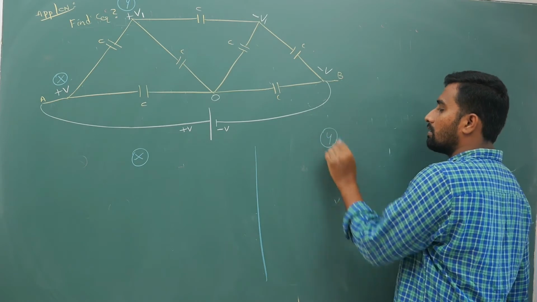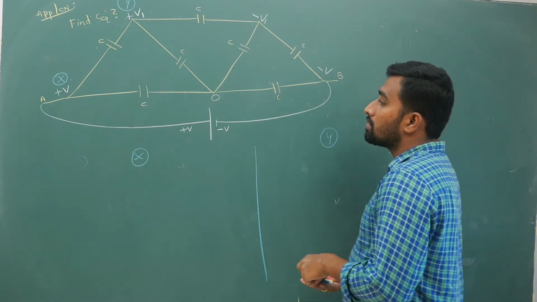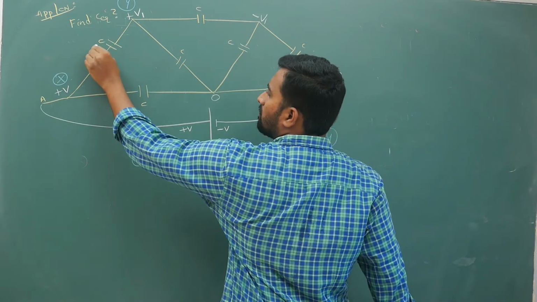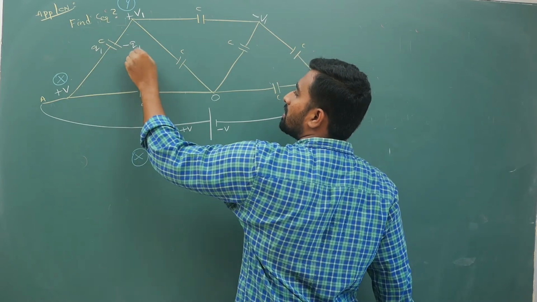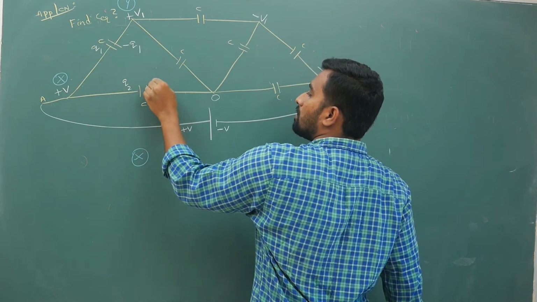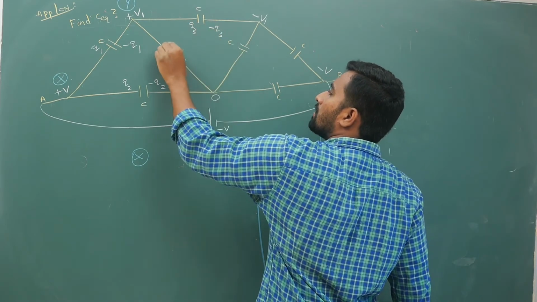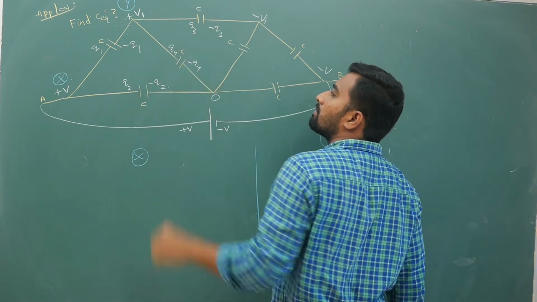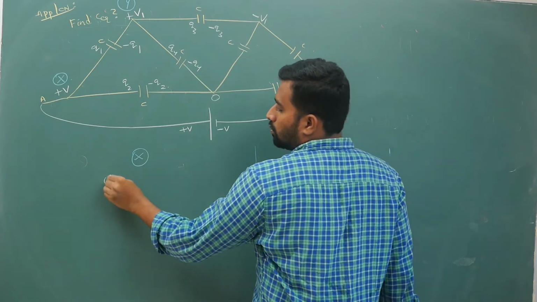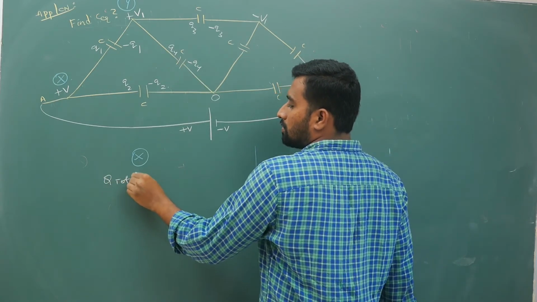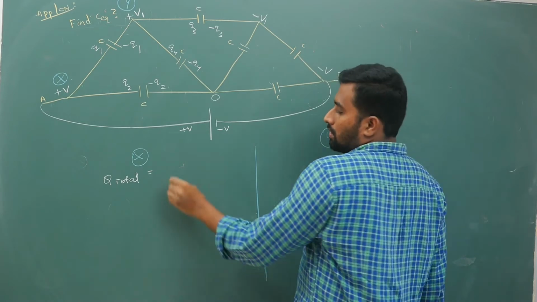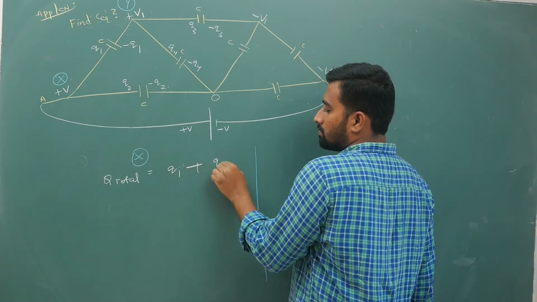For node Y, what is your equation? I will write it. So now your Q, this is plus Q1 minus Q1, plus Q2 minus Q2, Q3 minus Q3, Q4 minus Q4. Now your total charge that is coming out of the equivalent is Q1 plus Q2.